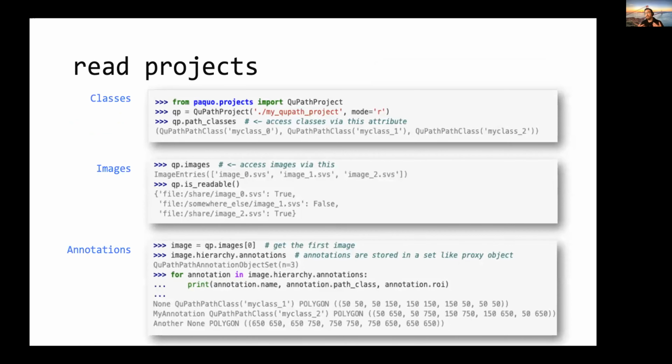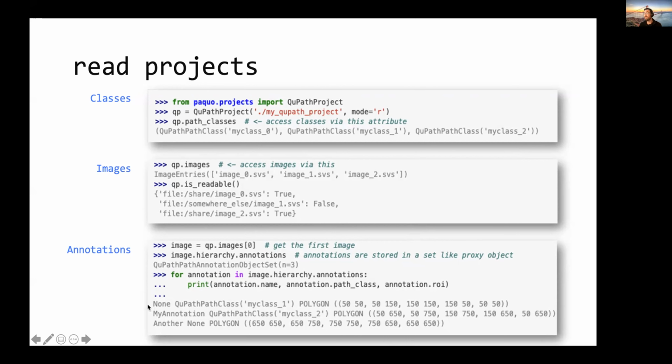So Paquo allows you, for example, to read projects. Here you see some example code where we read classes in the project. Super easy. From paquo, we import projects. We import a Qupath project and open the project in read mode here. And here you see we just access path classes that are stored in the project. If we want to access the images, they are also provided by a property on that Qupath project instance, and we can check if those locations are readable, because maybe some of the files are stored on a network share and might not be accessible because it might not be mounted.